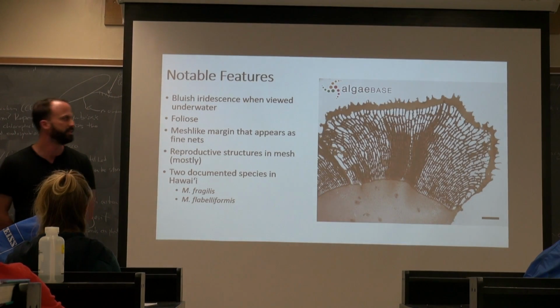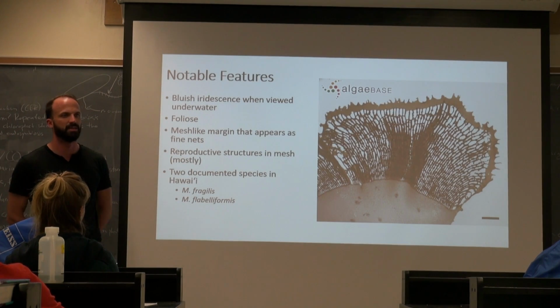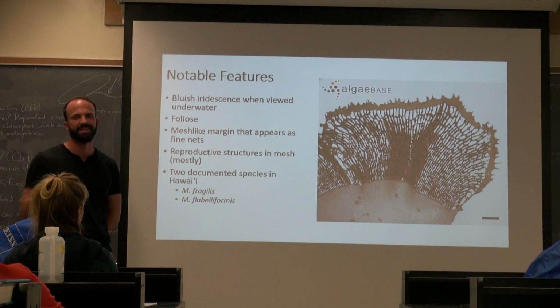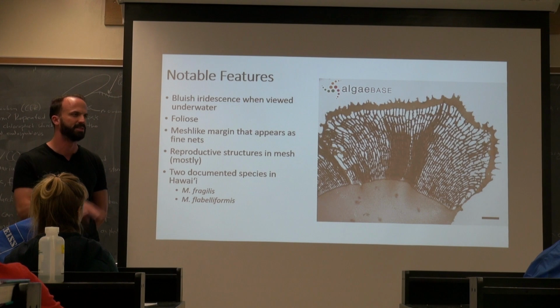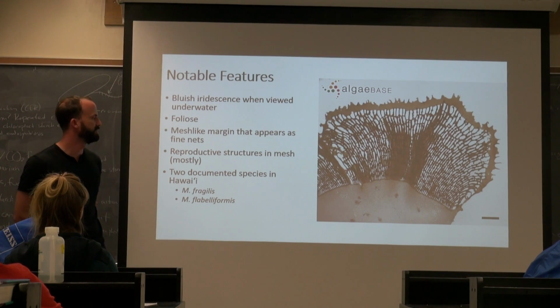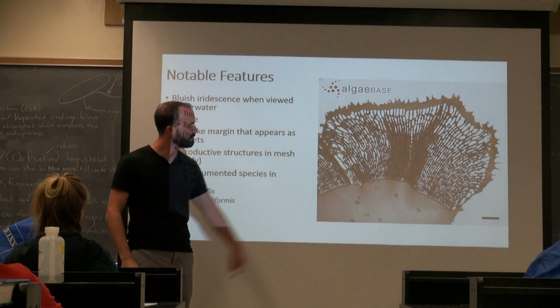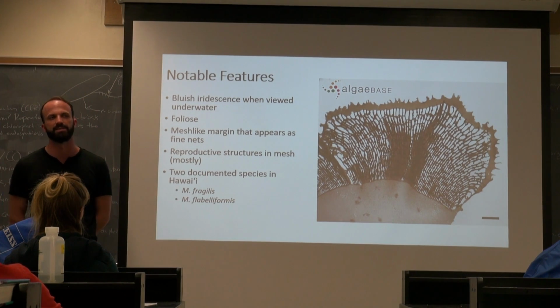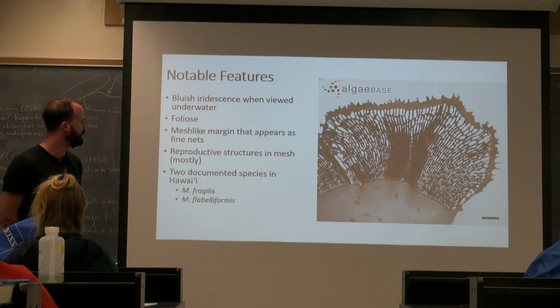Some of the notable features: in the water it has a bluish iridescence. If you went out to the Kahala side of Black Point, in the algae collections, you probably saw a lot of it out there. It's foliose. It also has a mesh-like margin that appears as fenestrations, as you can see here. A lot of the reproductive structures are housed there, not all of them, but the majority.